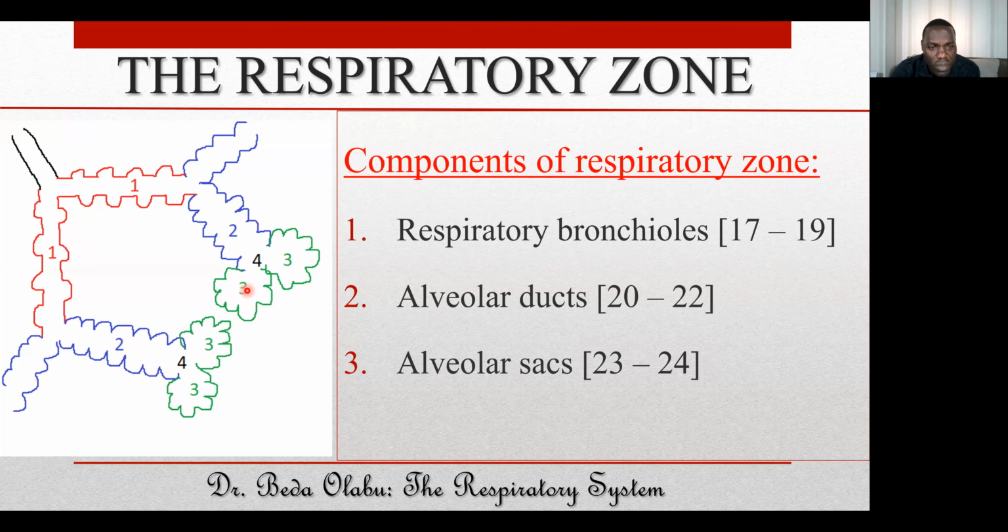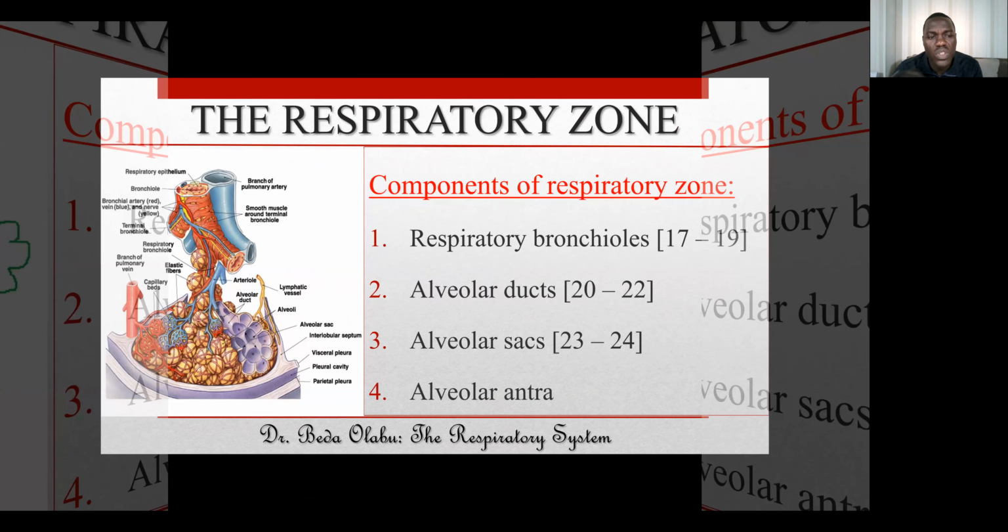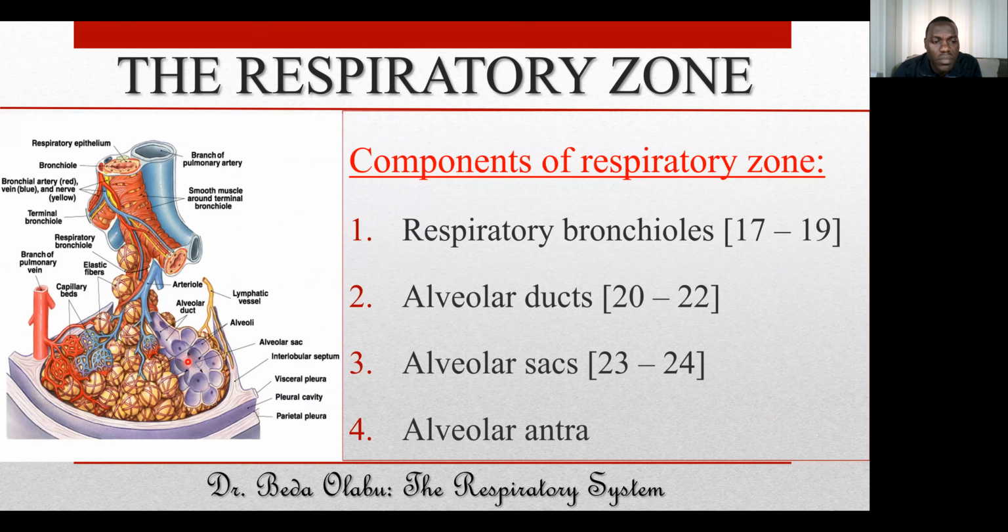Multiple alveolar sacs meet at some regions there. Regions where multiple alveolar sacs meet are known as alveolar atria. So the alveolar atria are just junction points, a common communication between two or more alveolar sacs. These four are the components of the respiratory zone. They represent the functional units of the lung, regions where gas exchange can take place.